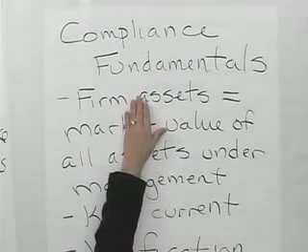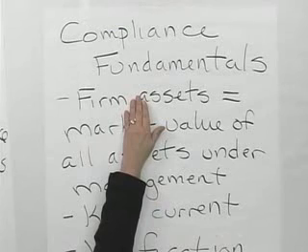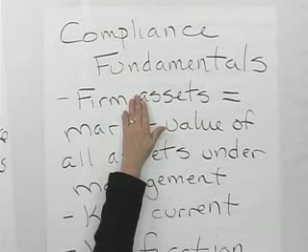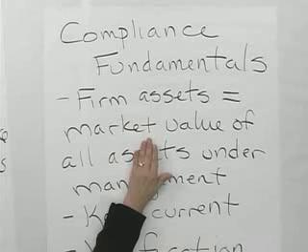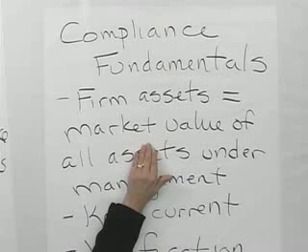Let's look at the main areas of compliance with the GIPS standards. The first area is compliance fundamentals. I talked earlier about defining a firm, that again you must have a clearly defined firm. The reason for this is that having a clearly defined firm defines the firm's assets. Firm total assets are the market value of all assets under management within the firm.